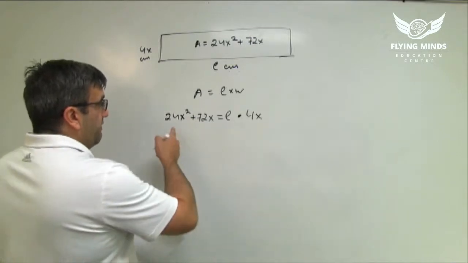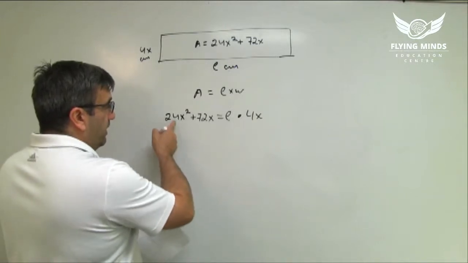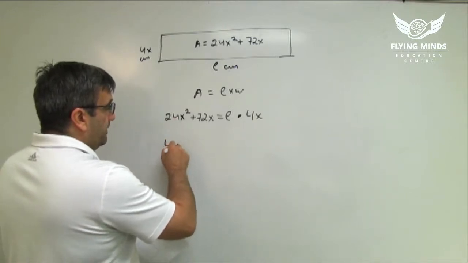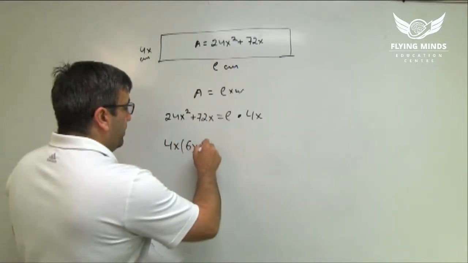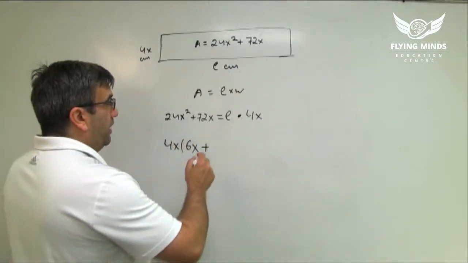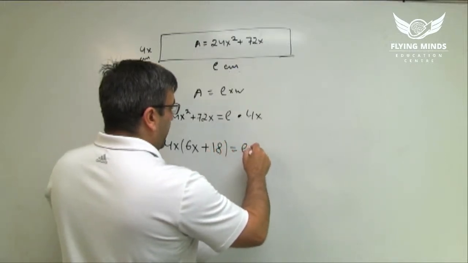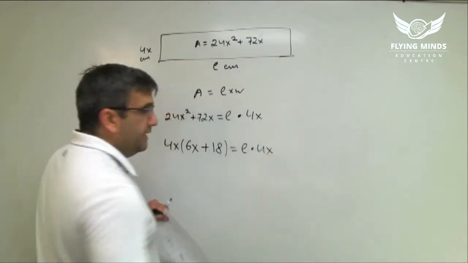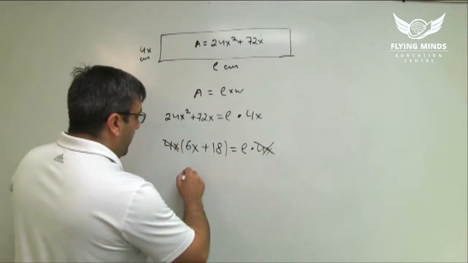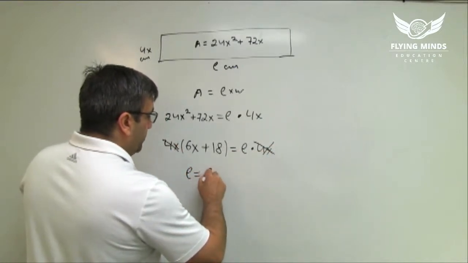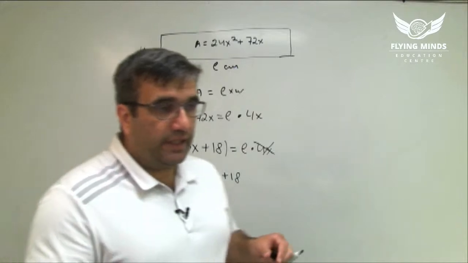So let's factor the left side. We can factor 4x from the left side. And what's left is 6x plus 72 divided by 4 is 18, equals L times 4x. Then we can divide both sides by 4x, right? This cancels. And we get that L equals 6x plus 18. The answer is A.